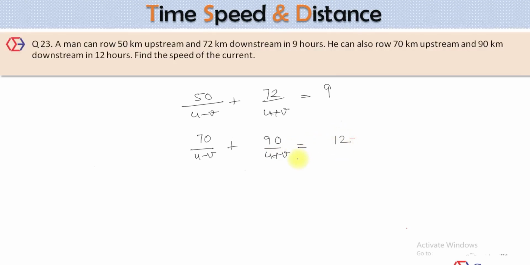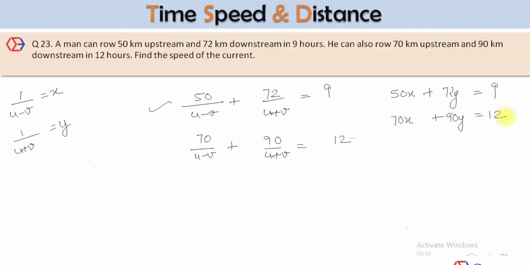Now find the speed of the current. That means I'm looking for the value of u. How many variables are there? Two variables are there. How do we write it? It's better to replace 1 by u minus v by x and 1 by u plus v by y. So this equation will become 50x plus 72y is equal to 9. And this equation will become 70x plus 90y is equal to 12.